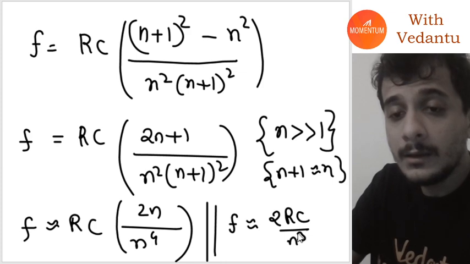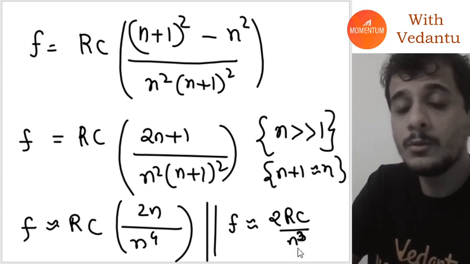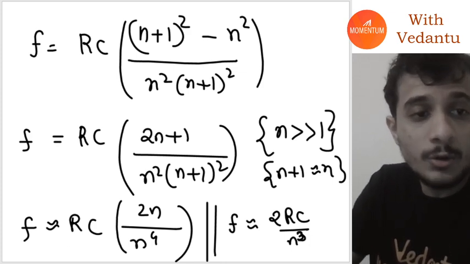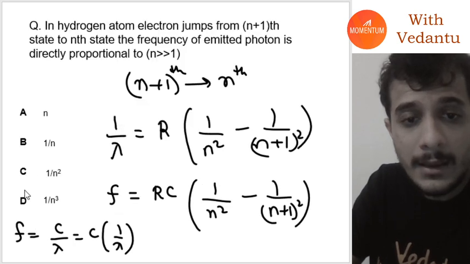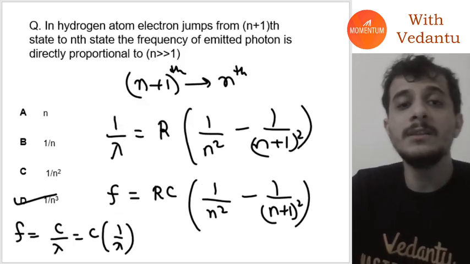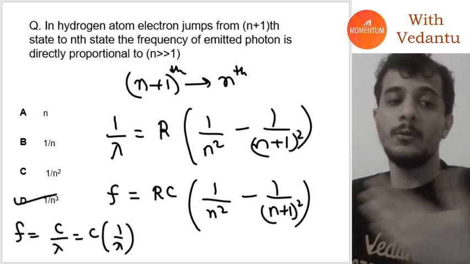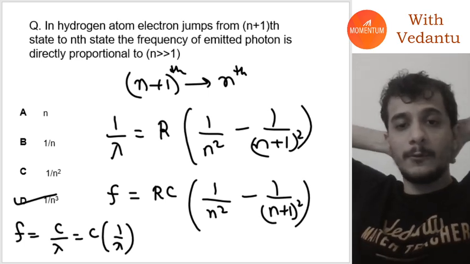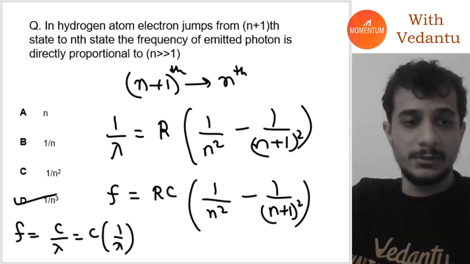Now if you see here, F is proportional to 1 by n cubed. So the correct answer will be option D, 1 divided by n cubed. I hope everybody understood here.